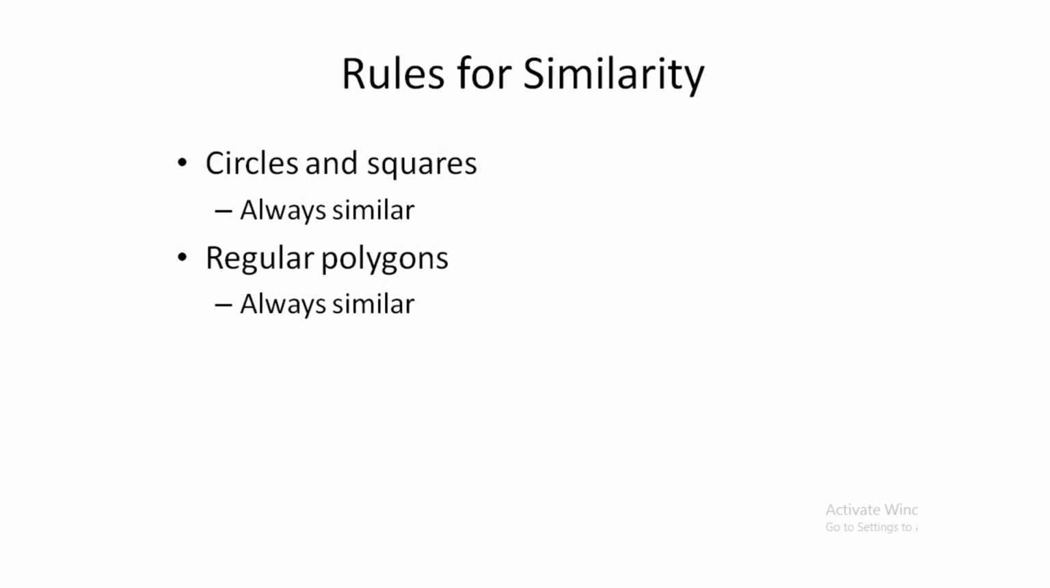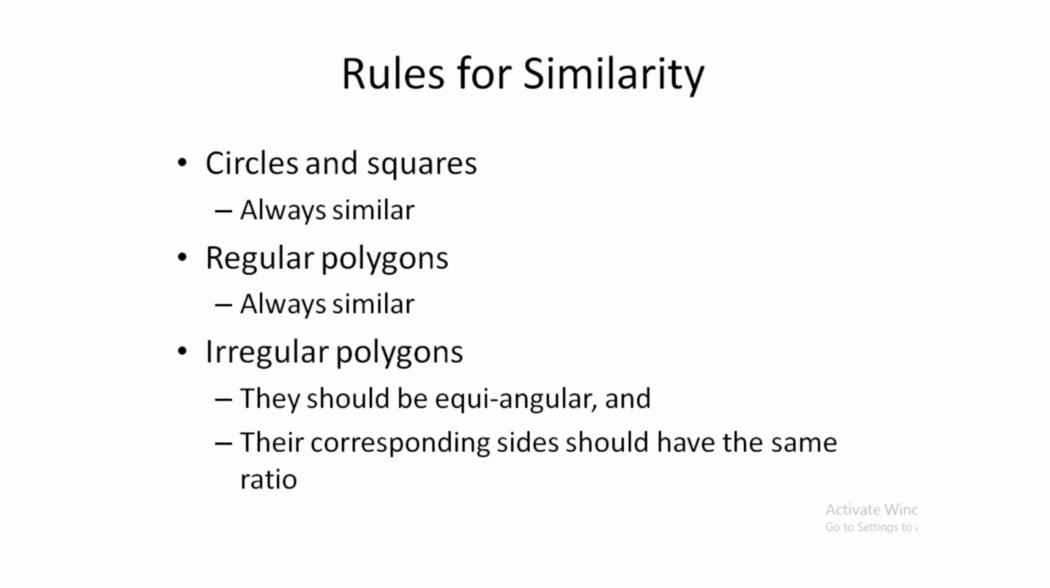But we saw that in the case of trapezoids, the example of the trapezoid or the rectangles that we took, this is not going to work. And for irregular polygons, we should have two conditions that satisfy themselves. One of the conditions is that they should be equiangular, which means that all of the angles of the polygon or the figure have to be equal, and the other condition that has to be fulfilled is that the corresponding sides of both the figures should have the same ratio, or they should be in proportion to each other.